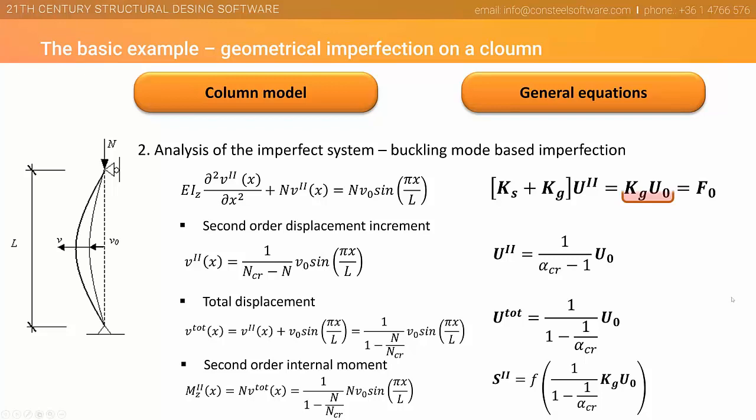Very important to note that from the buckling mode based imperfection we can generate an imperfection load. This is much easier to handle, so we can add this load case to any combination. And the second order effects can be characterized by this amplification factor. This is also very important to understand why it is important to see these elastic critical load levels, which are very valuable information about the second order sensitivity of the structure or model.